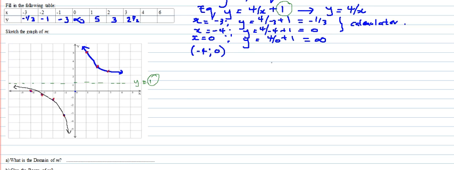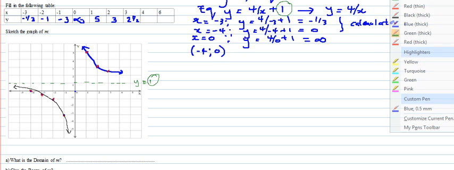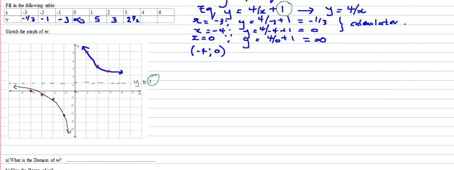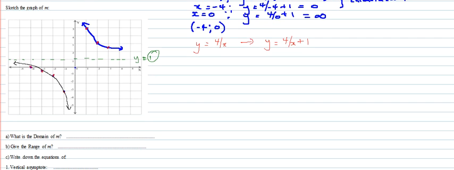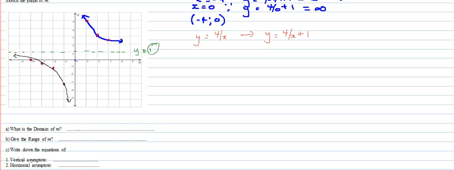So, as I said at the beginning, you need to compare the graph of y equals 4 over x to the graph of y equals 4 over x plus 1. In other words, what is the transformation of the two graphs? You need to think about this, and we will discuss this. To answer the questions on your worksheet, let's look through them.